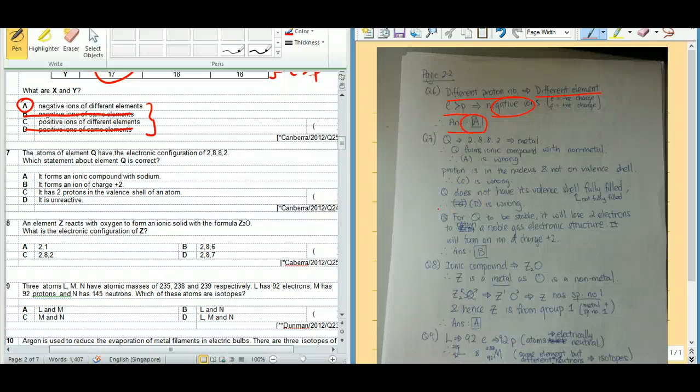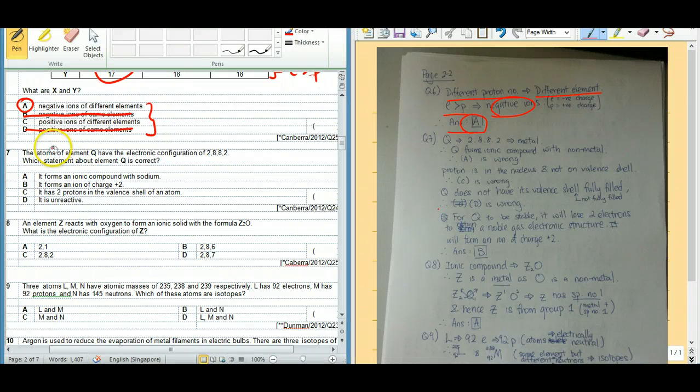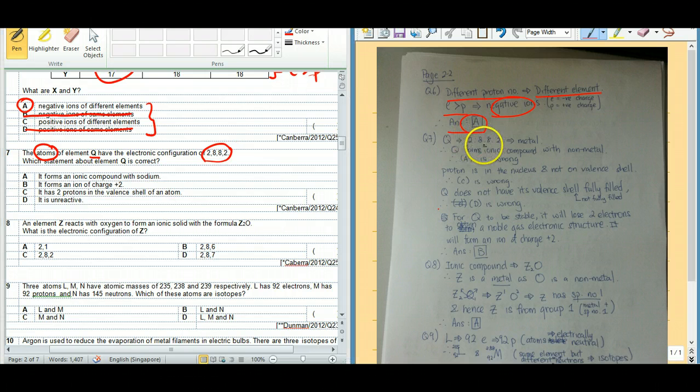Atomic Structure MCQ Question 7. First up, we must realize that in this case, we are talking about atoms of element Q. So 2882 is actually referring to the atoms. So now we know that if we look at the electron atom. So in this case, let's look at each of them one by one.